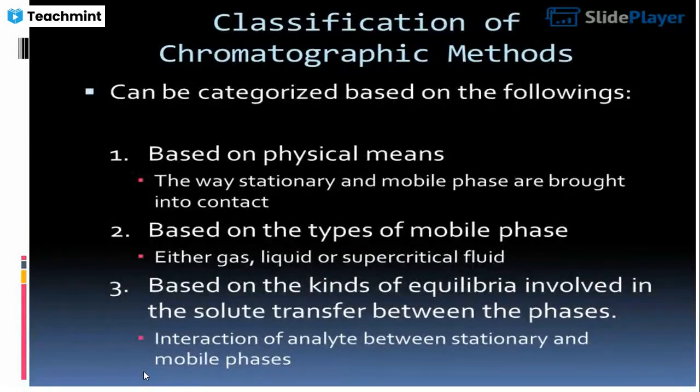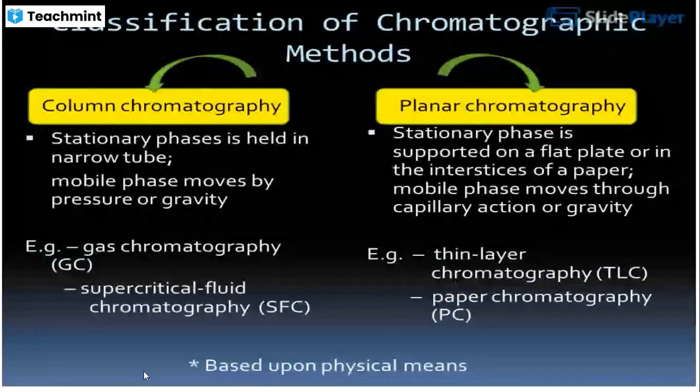1. Based on physical means: the way the stationary and mobile phases are brought into contact. 2. Based on the types of mobile phase, either gas, liquid or supercritical fluid. 3. Based on the kinds of equilibria involved in the solute transfer between the phases: interaction of the analyte between stationary and mobile phases. Classification of chromatographic methods.